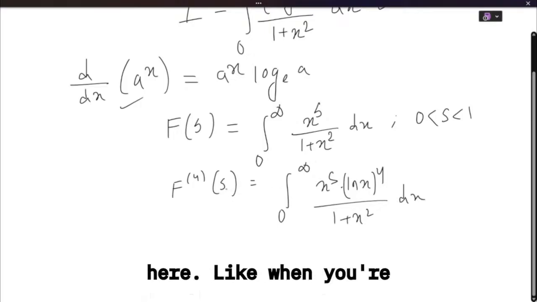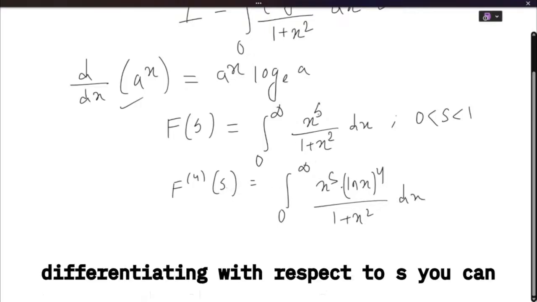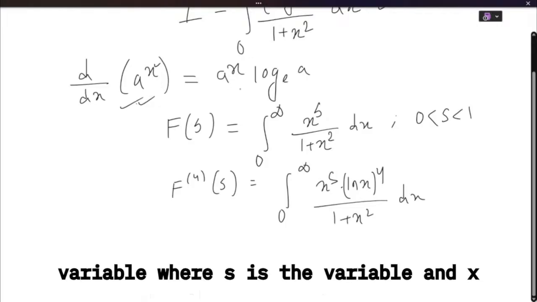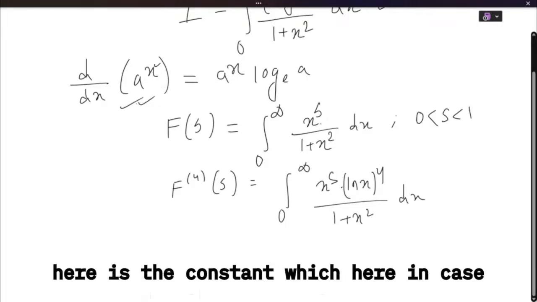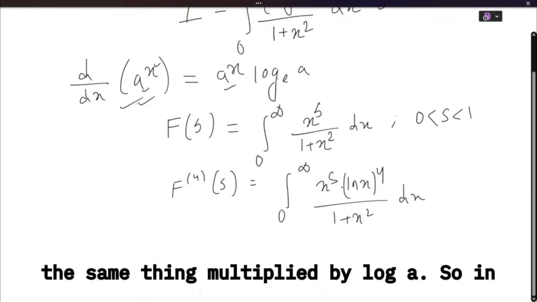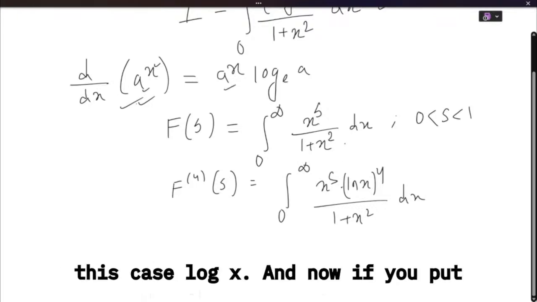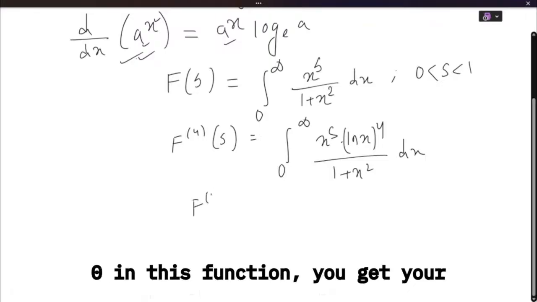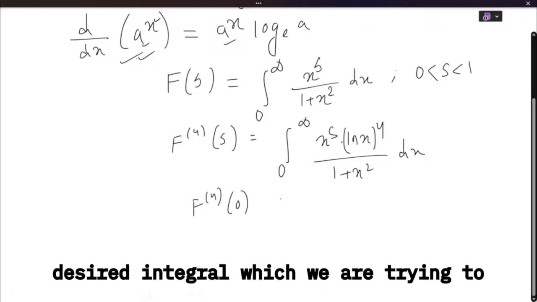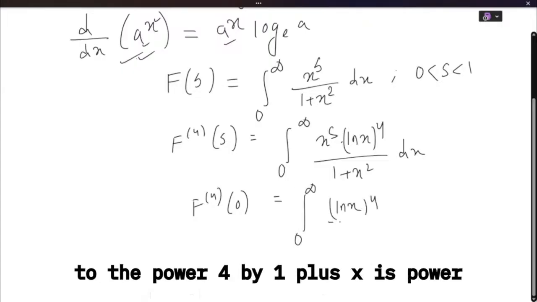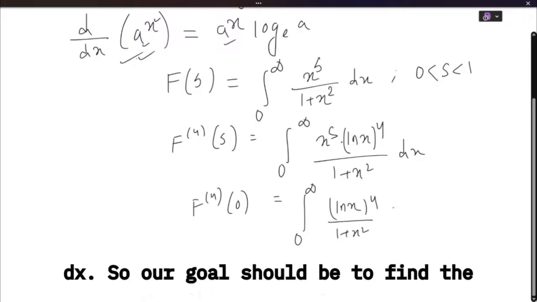Okay. When you're differentiating with respect to s, you can imagine the situation where s is the variable, and x here is the constant, which in that case is a. And that is why every time you get the same thing multiplied by log x. And now if you put 0 in this function, you get your desired integral, which we are trying to find out, which is log x whole to the power 4 by 1 plus x squared dx.